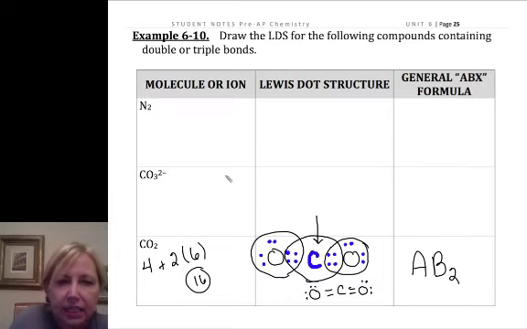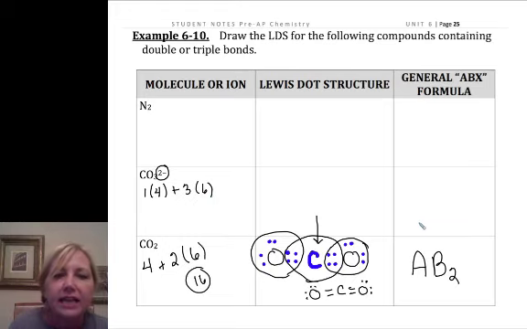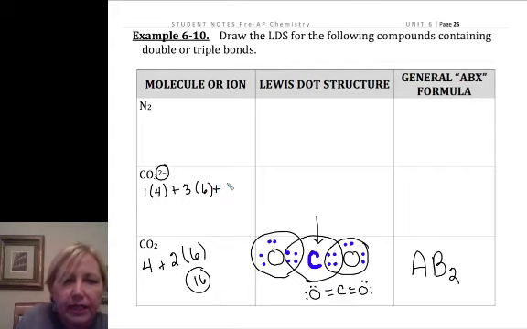All right, let's try this CO3 2 minus because this will also show us what we do when we have a negative charge. I have 1 carbon, it brings 4. I have 3 oxygens, group 16 brings 6. Now, this negative 2 is sort of like somebody said, man, I can't make it to the potluck, but here's a plate of brownies and a plate of cookies for you to bring to the potluck. So when it's a negative charge, you add 2 more electrons. That's to compensate for that negative 2 charge.